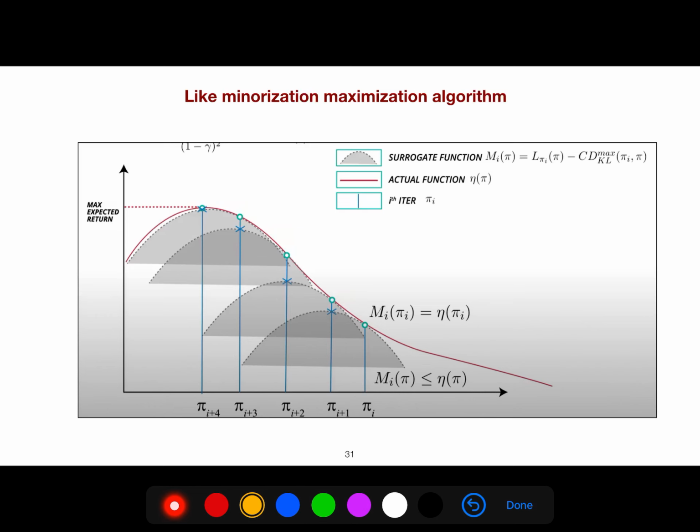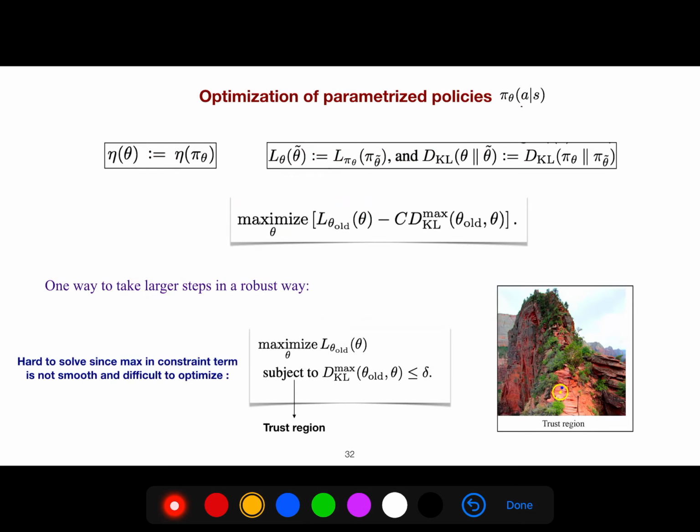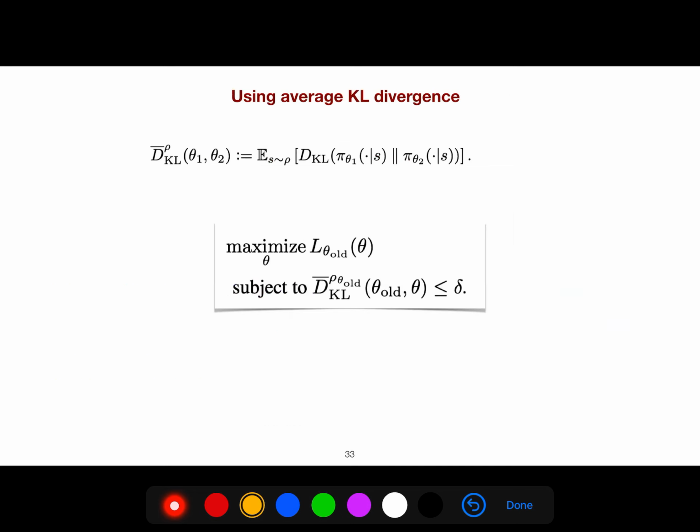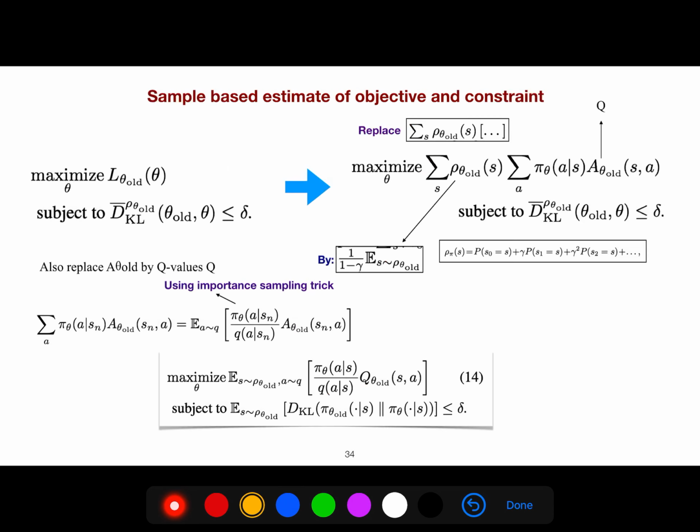It's really good to approximate it like this, and the reason is that we have a challenge here, because the maximum of the KL divergence is really hard. It is non-smooth, and we don't like non-smooth things. It's challenging and difficult to optimize. So this is the reason that instead of the maximum of KL divergence, we use some average. We use this average, and then things become easy. So we replace it by this average instead of the maximum.